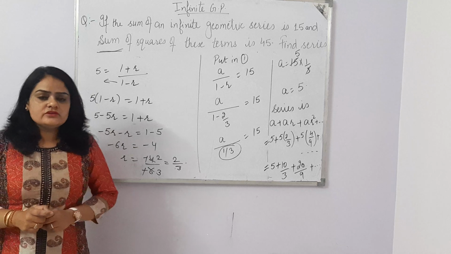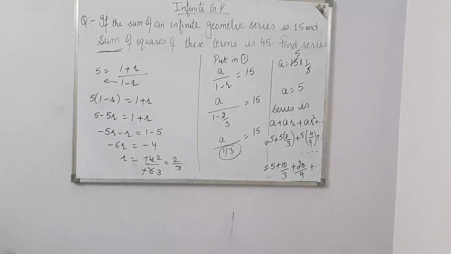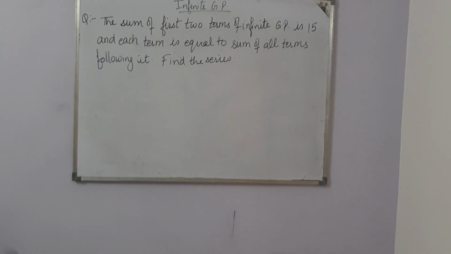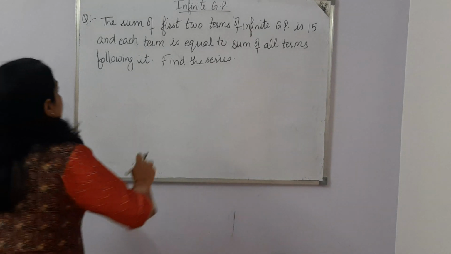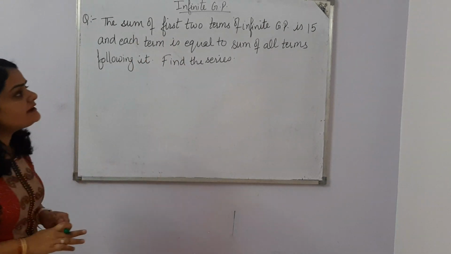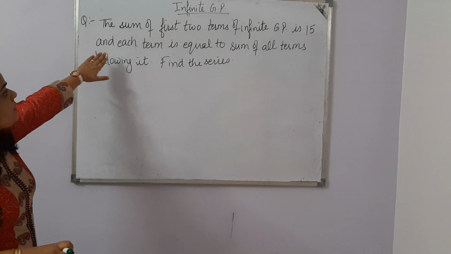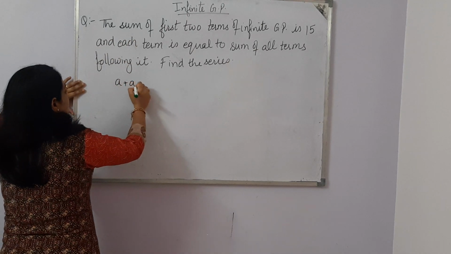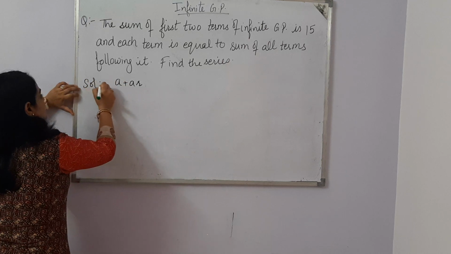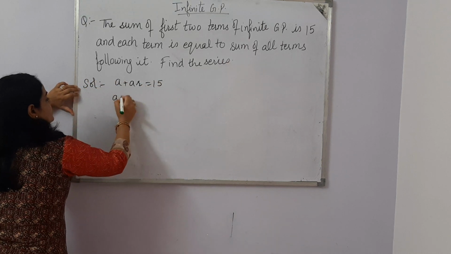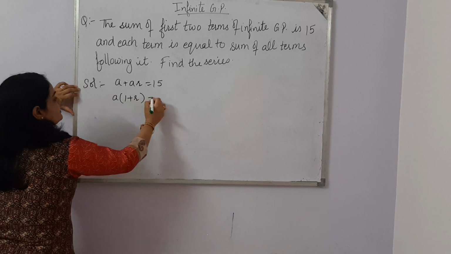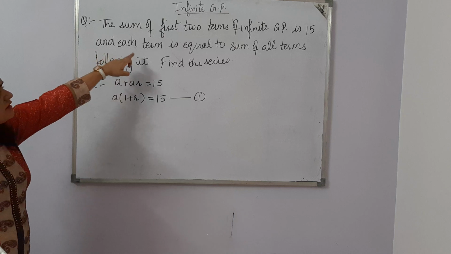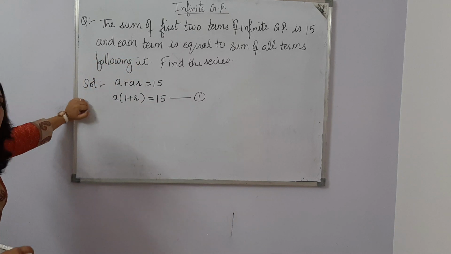Let's do one more question of infinite GP. The next question is: the sum of the first two terms of an infinite GP is 15. That means we have the summation of the first two terms, that is a plus ar. First term is a and second term is ar. Its sum is 15. So can I take a as common? It is a into 1 plus r is equal to 15. Take it as 1.